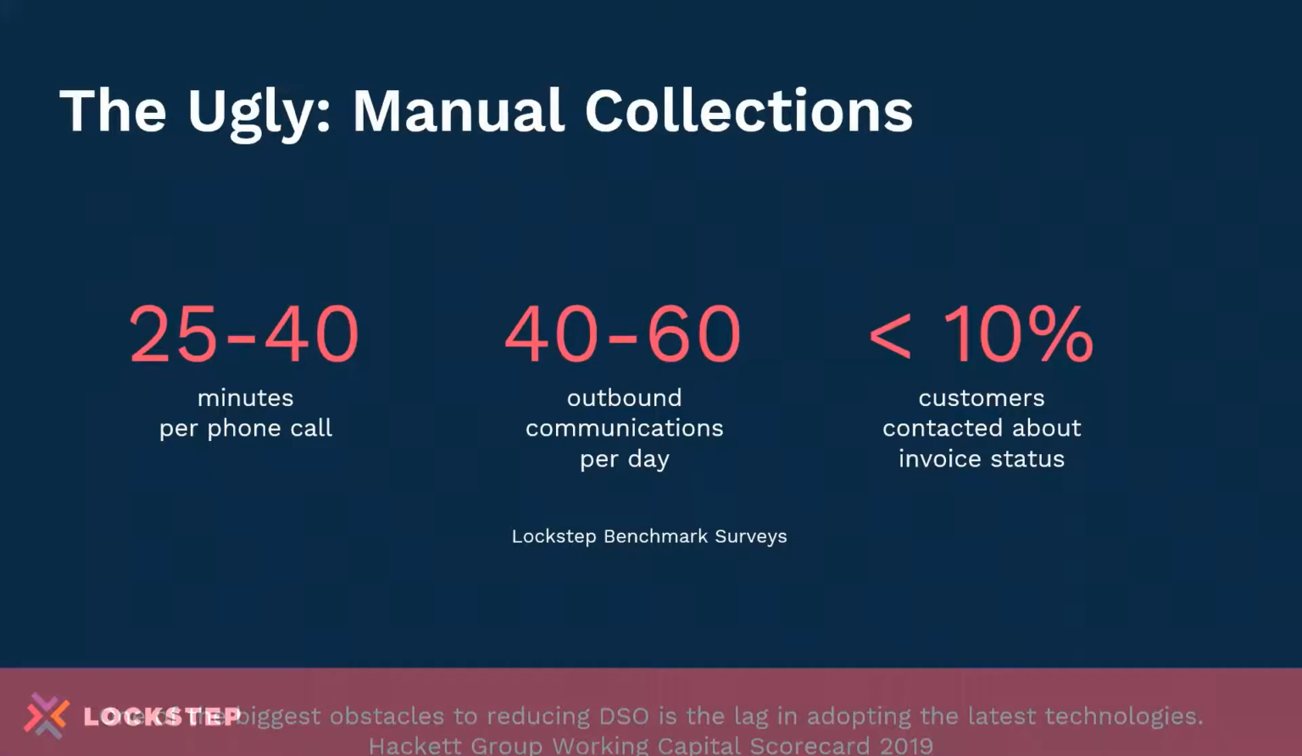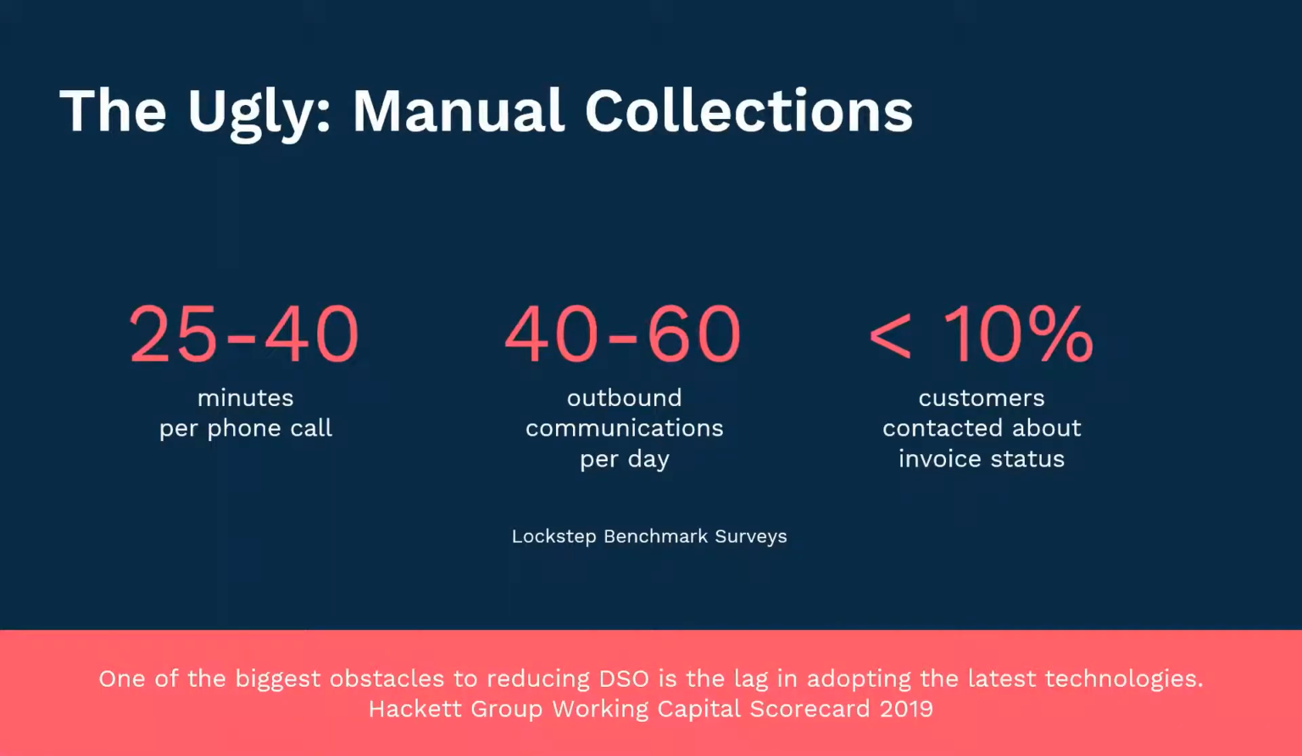The Hackett Group recently put out a report on working capital scorecard, where they look at how well people are managing their working capital. And they indicated that one of the biggest obstacles to reducing DSO was the lack of technology adoption by accounting departments.